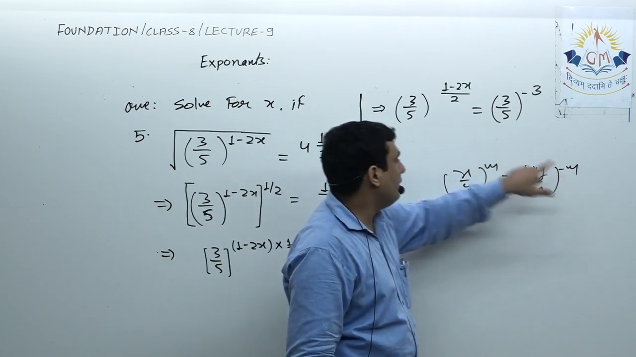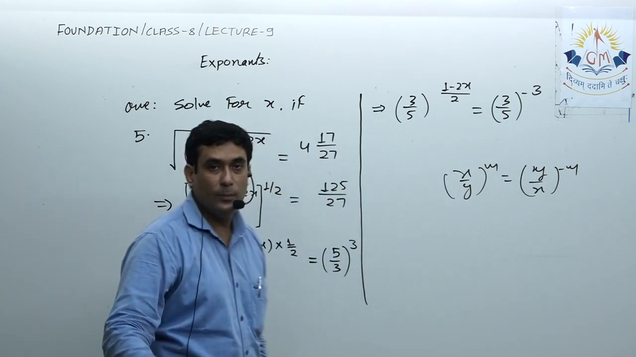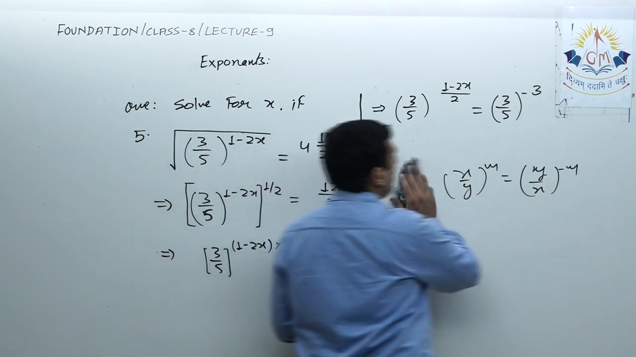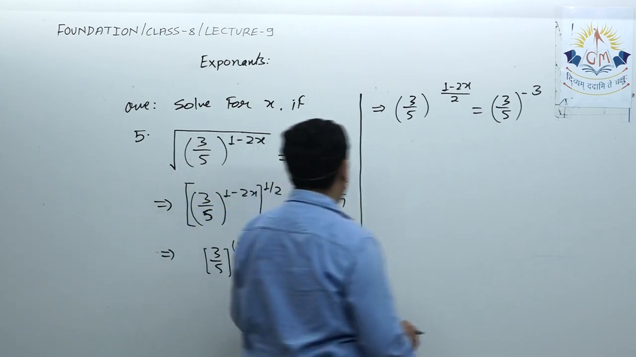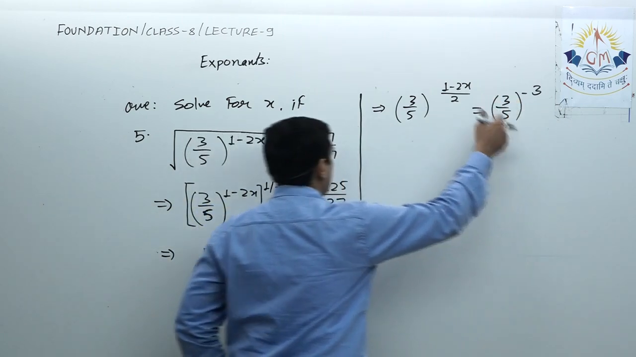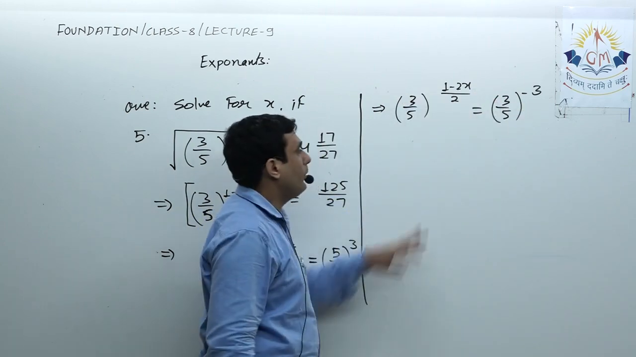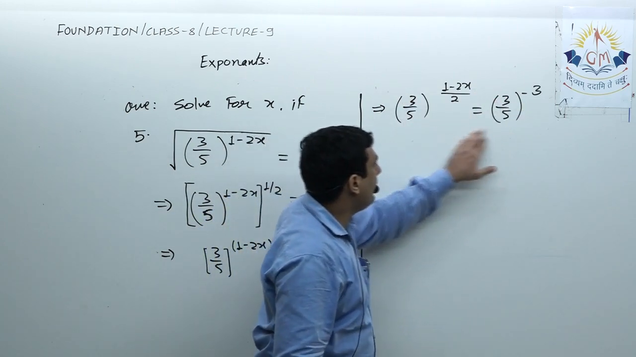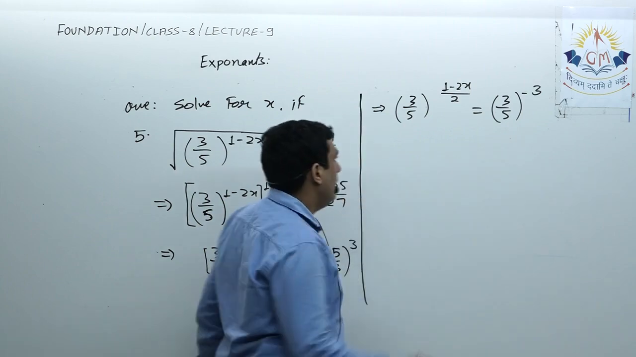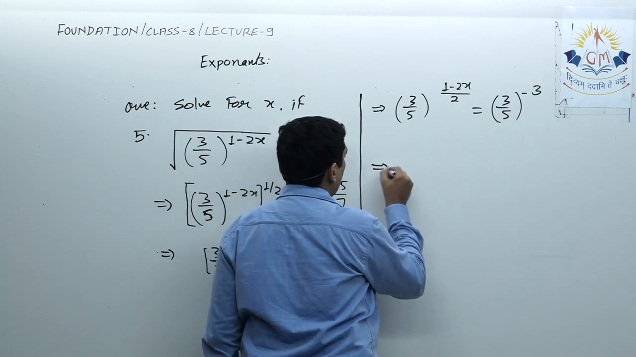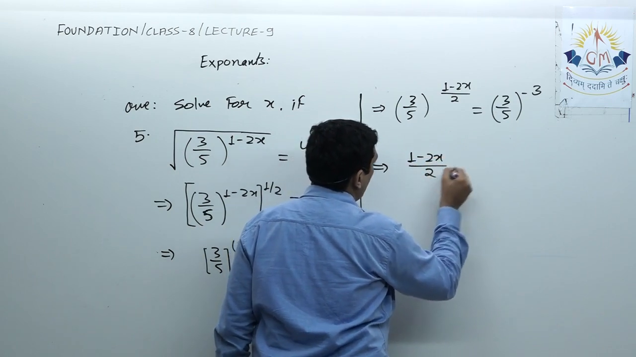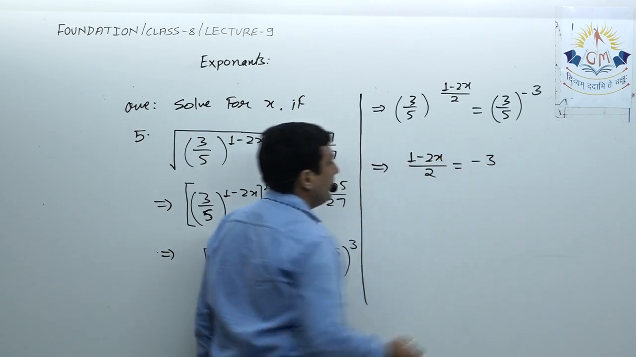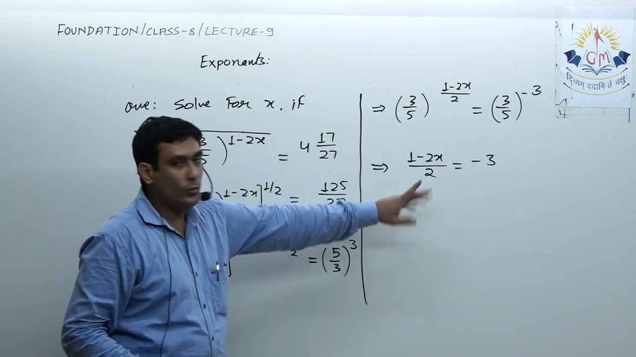If it is negative, then interchange the numerator and denominator and make the power positive. So here from positive I took negative, so I interchange the numerator and the denominator. Now by doing this, I made the bases the same. As the bases are the same, now definitely I can say their powers must be equal. So (1 - 2x)/2 = -3.